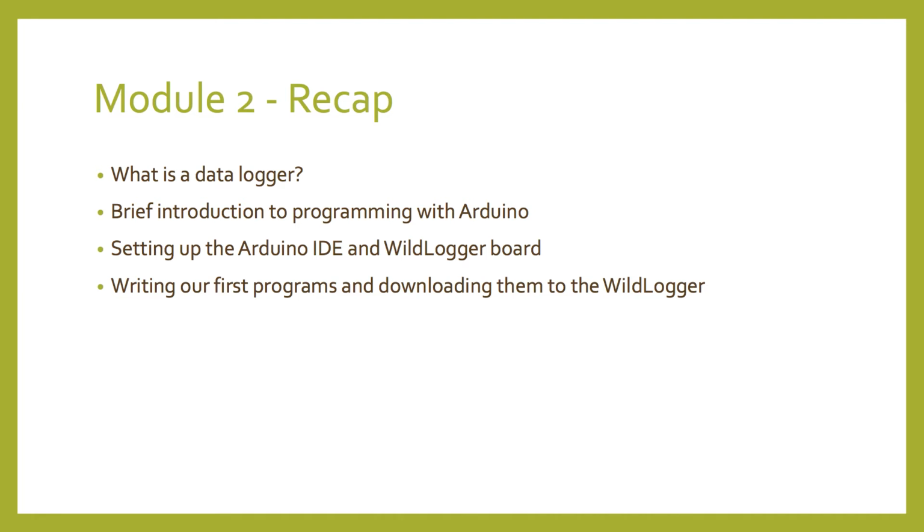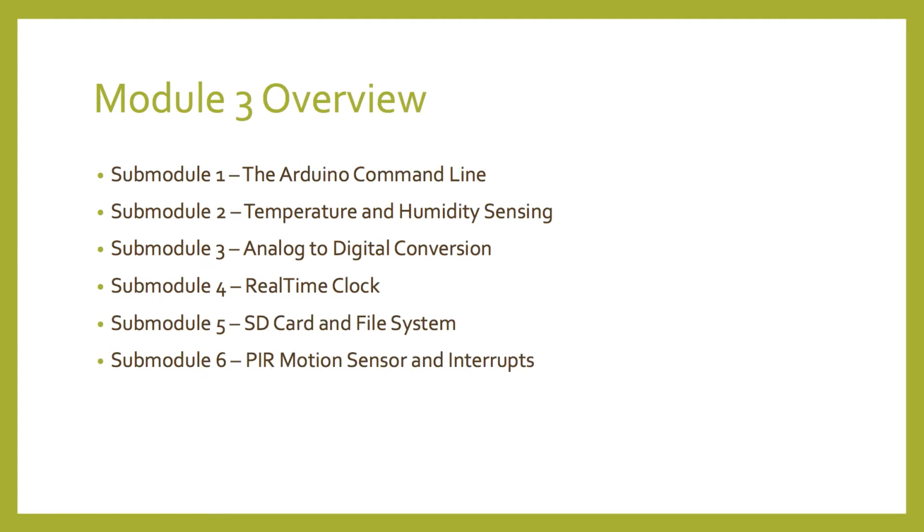For Module 3, we're assuming you can download programs to your WildLogger board and know what the setup and loop functions are for. In our proof of concept, we'll be coding and testing each of the main functionality blocks as separate programs first, then combining them into the full application in Modules 4 and 5.